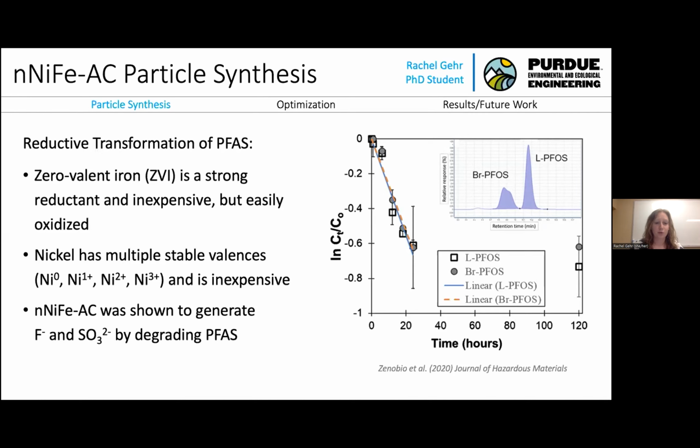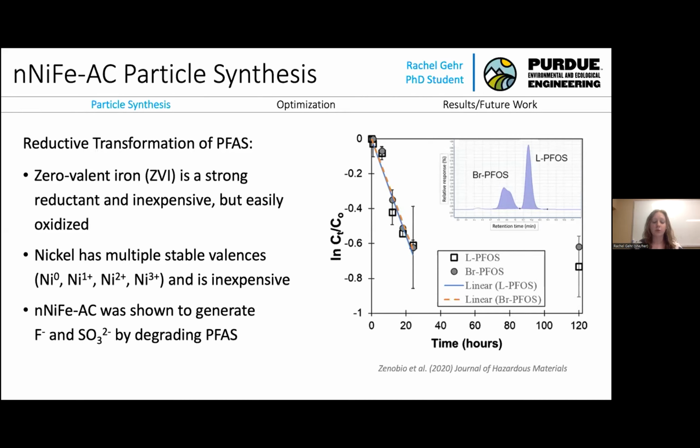One of my former lab group members, Jenny, who's presenting after me, began synthesizing nanoparticles in the lab with zero-valent iron and nickel. Since these particles could clump together, activated carbon was mixed into the solution to disperse the particles over a larger volume. As seen on the graph on the right, PFAS experienced reductive transformation of close to 60% within the first 24 hours of the reaction with these particles.